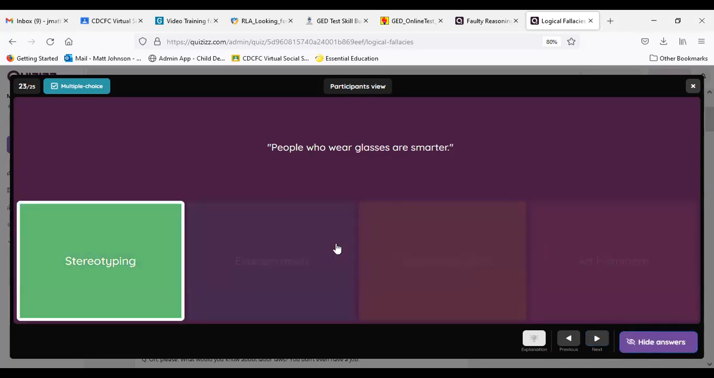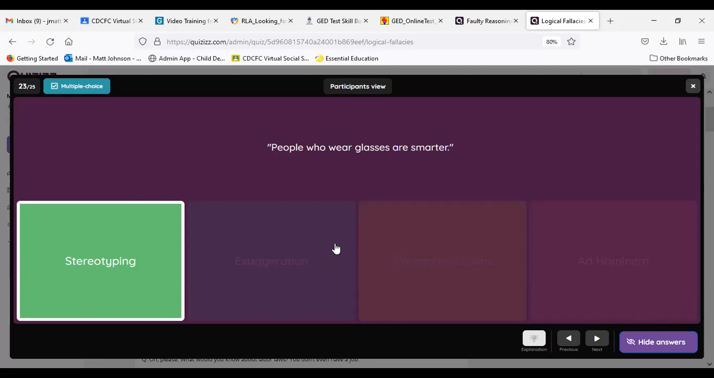Let's see. Oh. Yeah. So again, here it's another hasty generalization kind of idea, right? You're generalizing that people who wear glasses are smarter. So it's stereotyping. It's kind of funny though, because it's just the same thing with New York drivers. One experience. I kind of see where they're making the distinction. So here, it's a more general statement about a group of people, right? People who wear glasses. The hasty generalization about the New York drivers was based on an individual experience.